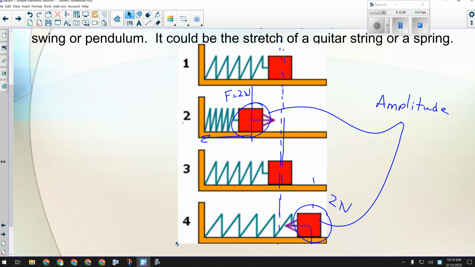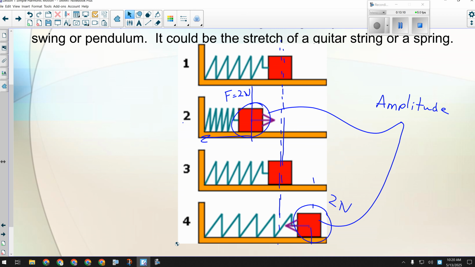Often we hear amplitude used when we're talking about sound. You use an amplifier to make sound or music louder. All that amplifier does is make the cone of the speaker move further. The further it moves, the bigger the waves it's going to produce, and you will hear a louder sound. So the farther an object goes from equilibrium, the greater its amplitude would be.